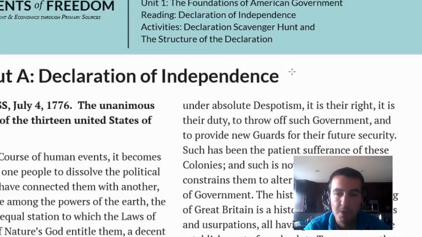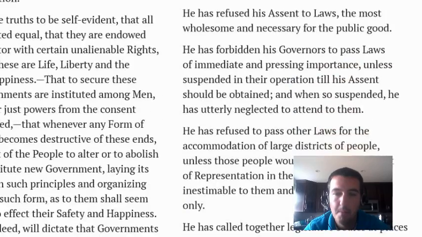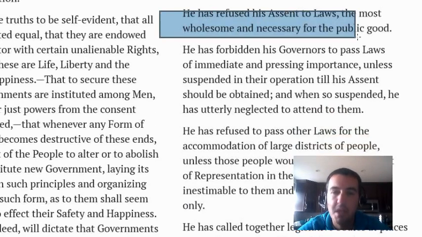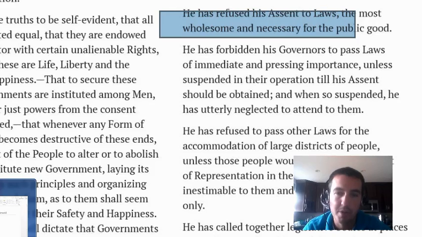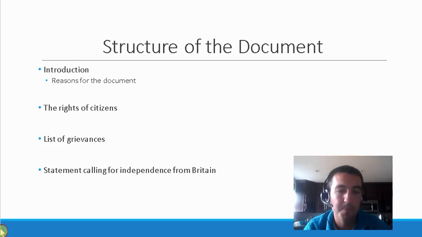What I want you to focus on is, I'm going to bring it up, where it starts right there, where you see he has refused his assent to laws the most wholesome and necessary for the public good. That's what you're going to use when you come up with information in the next assignment. You're going to use that to try and see things the king did that violated liberty, things the king did that violated justice, and things the king did that violated equality.